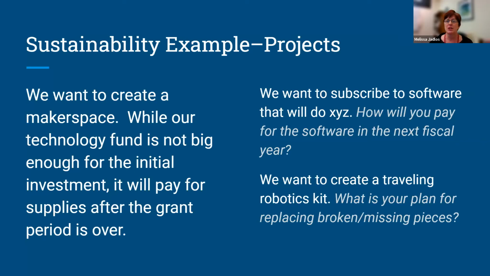Or we want to create a traveling robotics kit. That's great. But what happens if the kit comes back and things are broken or missing? How are you going to replace that? In order to keep it going, do you include a special part of your budget for breakage? And then what are you going to be doing down the line? How are you going to continue that in the next few years?